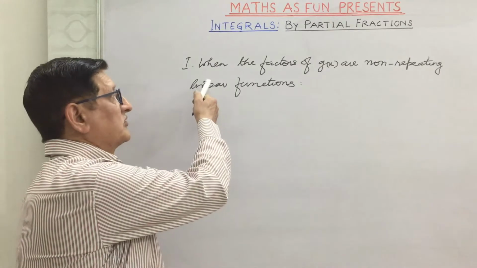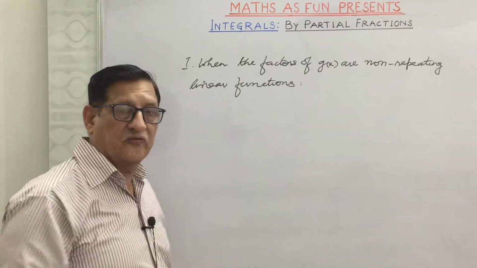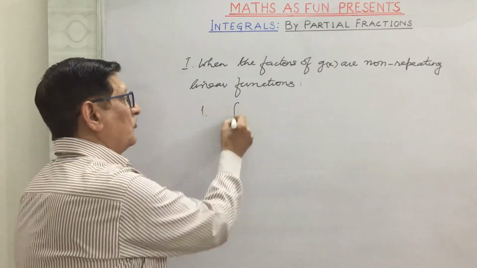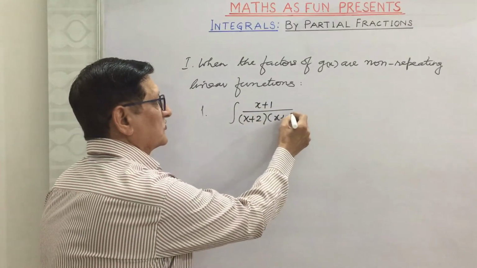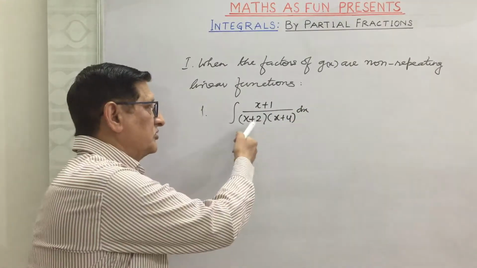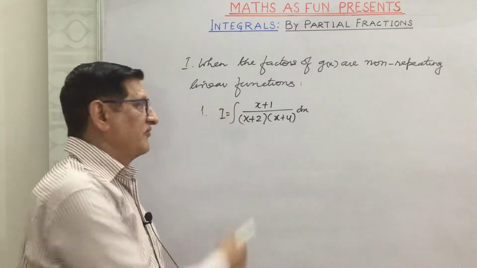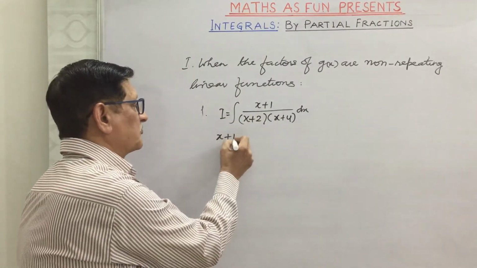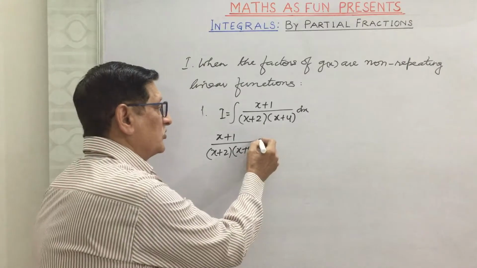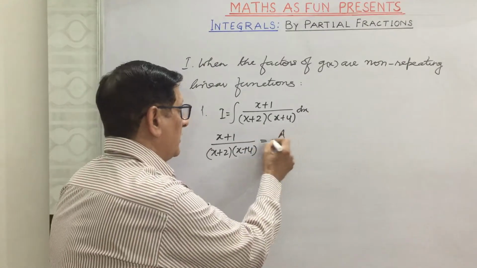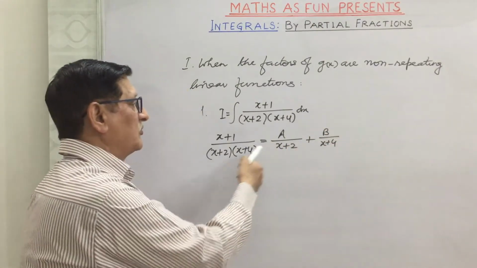We discuss a problem on the first type, when the factors of g(x) are non-repeating linear functions of x. The question is given to us to find out the integral of (x plus 1) upon (x plus 2) into (x plus 4). We find here these two are linear functions. We represent this as I. And we take only the integrand part, that is (x plus 1) upon (x plus 2)(x plus 4), and suppose its partial fractions are A upon (x plus 2) and B upon (x plus 4), and this is the sum of these two.